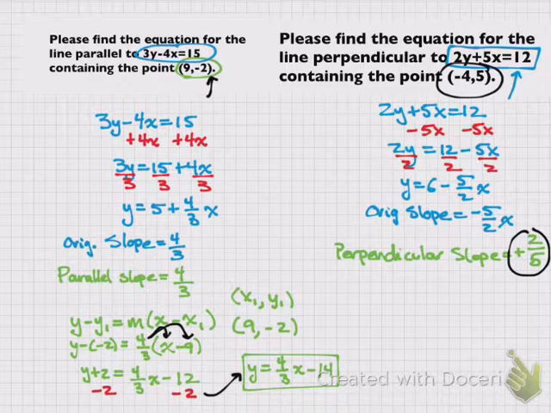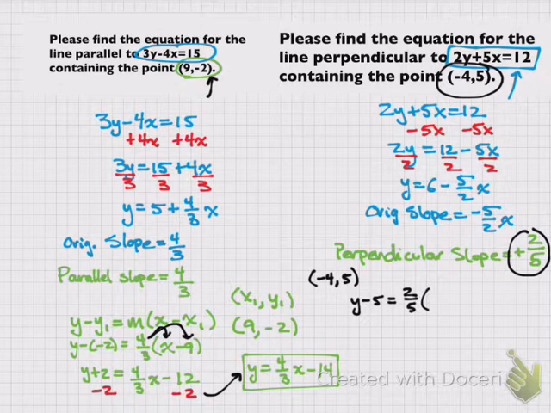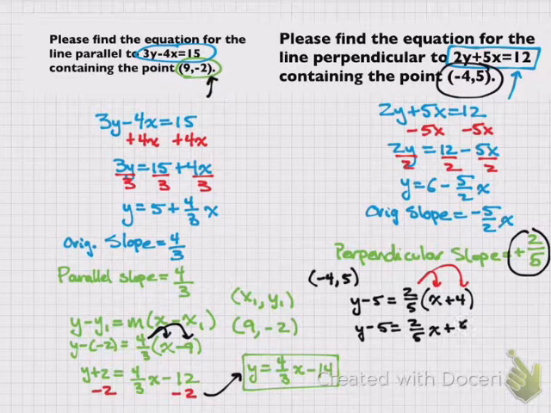Let's use our exact same point-slope form of a linear equation that we used before, except this time our x1, y1, if you will, is negative 4 and 5, respectively. So our equation is going to be y minus 5 equals 2/5 times the quantity x minus negative 4, so x plus 4. And perhaps we need to solve for y, and if so, y minus 5 equals, make sure to distribute that 2/5, so we get 2/5 x plus 8/5. Last thing we've got to do, let's add that 5 to both sides.